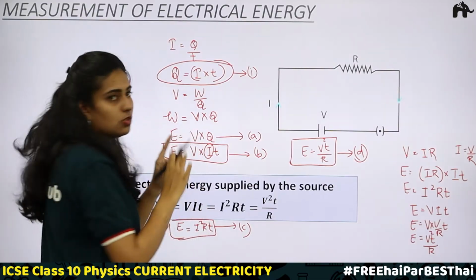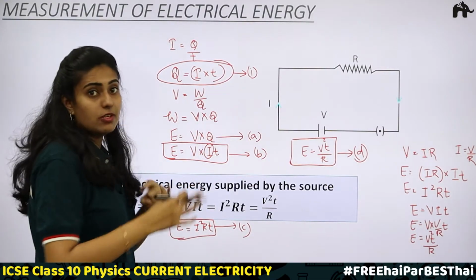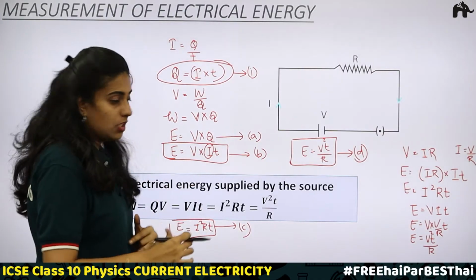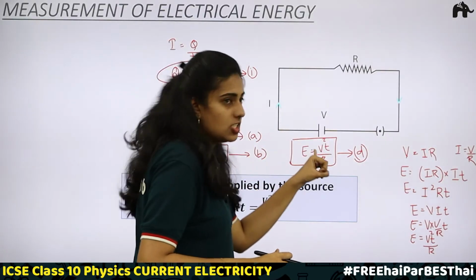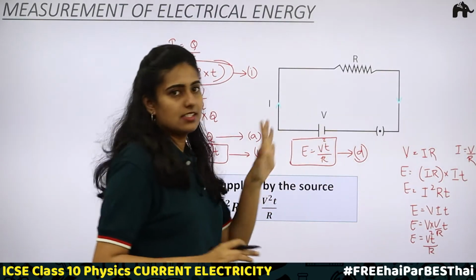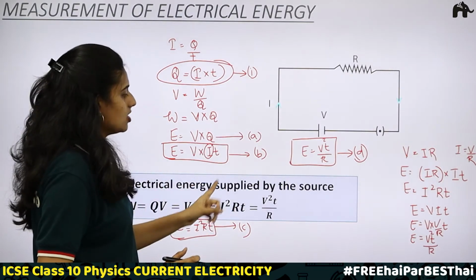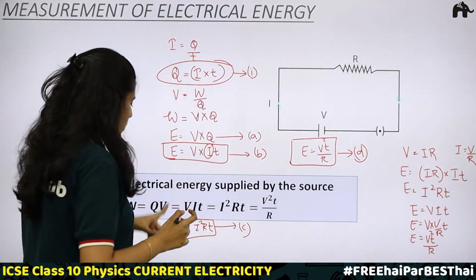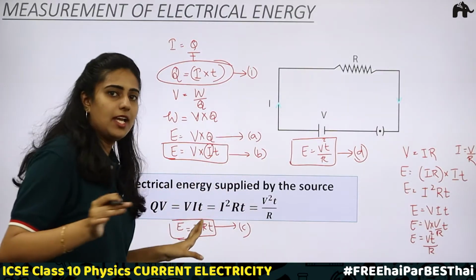First equation can be used when potential difference and charge is given. Second equation can be used when potential difference, current and time is given. Third equation can be used when current, resistance and time is given. And the fourth when potential difference, time and resistance is given. Clear? Okay. So these are the equations. Electrical energy supplied by the source E or W is equal to Q into V, VIT, I square RT, V square T divided by R.